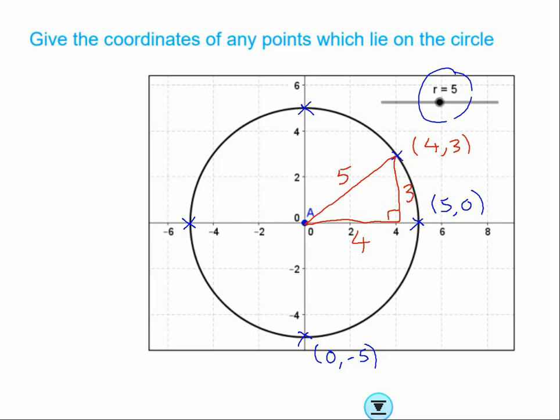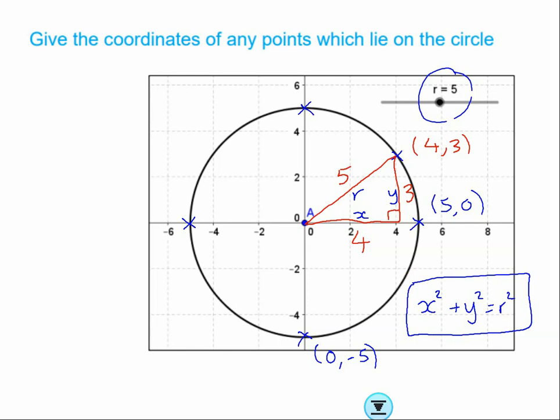So when we started thinking about this, we thought, well, can we write a formula? Well, this is always going to be r. And this horizontal distance, if we call this x, and this vertical distance, we call this y. Well, what we can say, using Pythagoras' theorem, is that x squared plus y squared must always be equal to r squared. And that is the formula of any circular graph, just using Pythagoras.